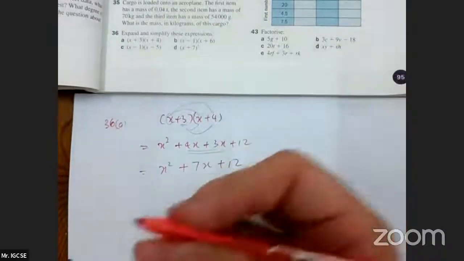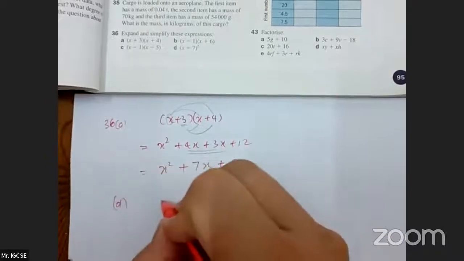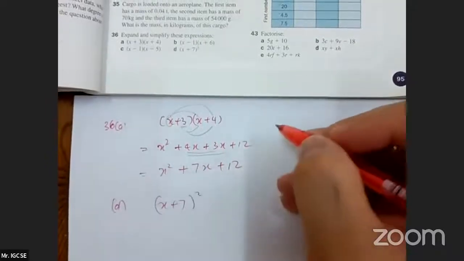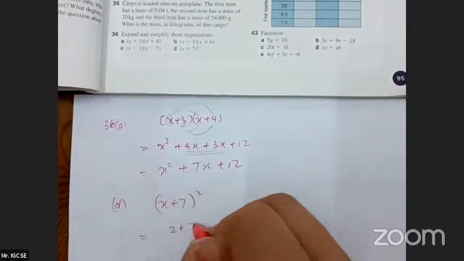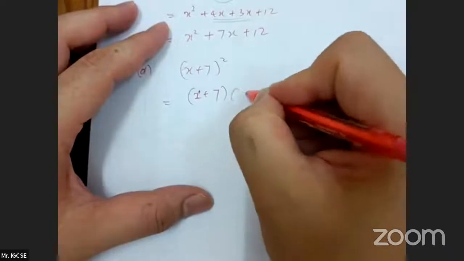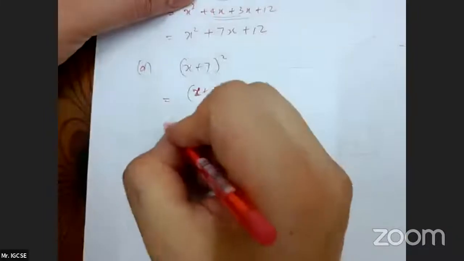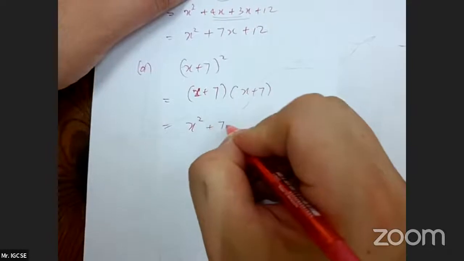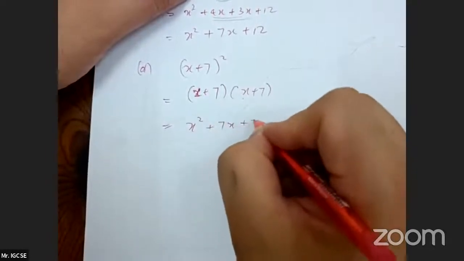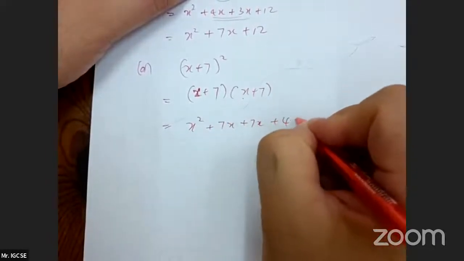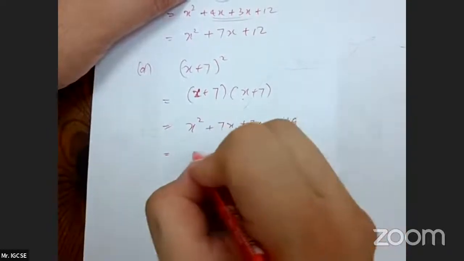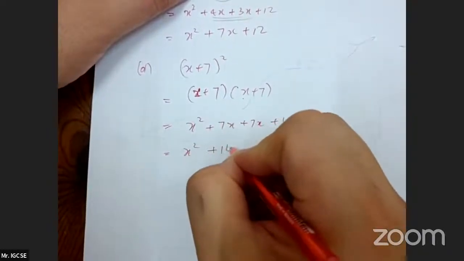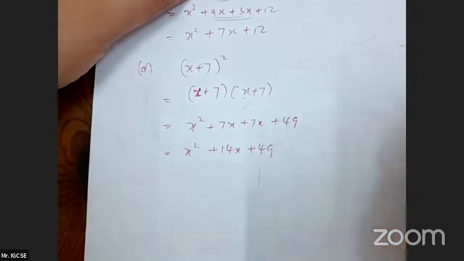Okay, I will do number D. (x plus 7) power 2 means (x plus 7) times (x plus 7). You must find the first number, which is x squared, and then times the second one, which is 7x. Then this one is 7x again, and this one is 49. So these are like terms. So x squared plus 14x plus 49 is your answer.